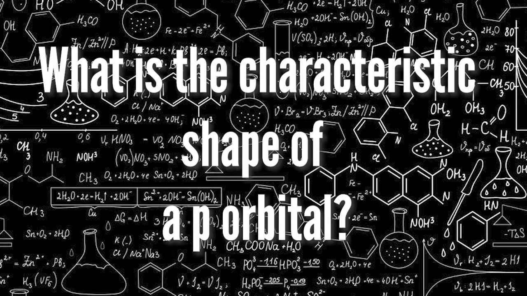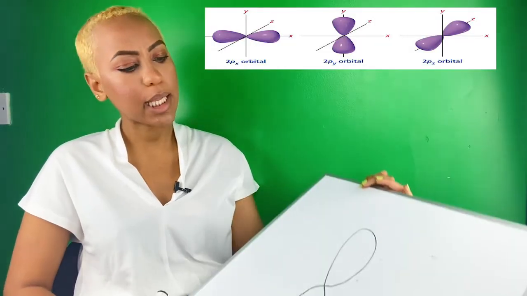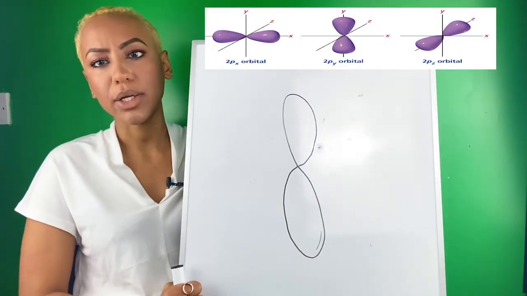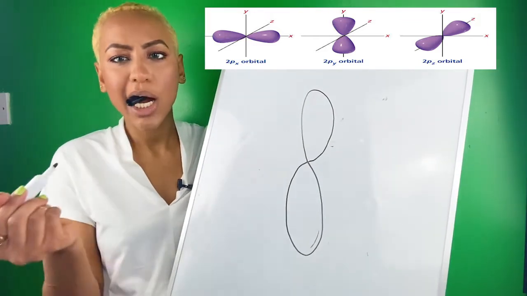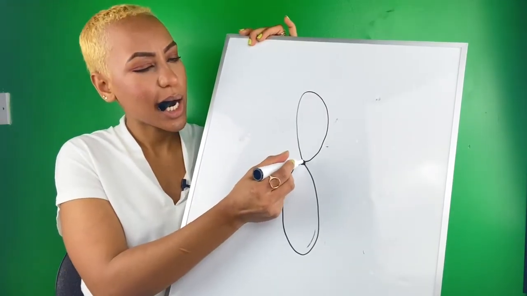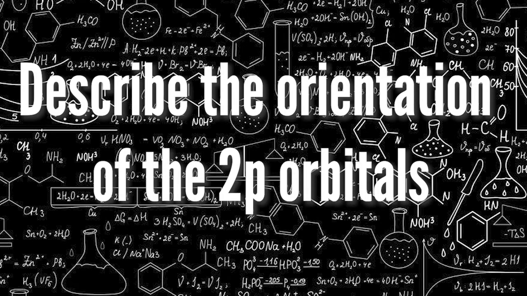Question number 4. What is the characteristic shape of a p orbital? The characteristic shape of a p orbital is a dumbbell, and it looks something like this. I tried, okay? The nucleus is right here. Question number 5. Describe the orientation of 2p orbitals. There are 3 2p orbitals, and each one of these orbitals lies at a 90-degree angle to one another.